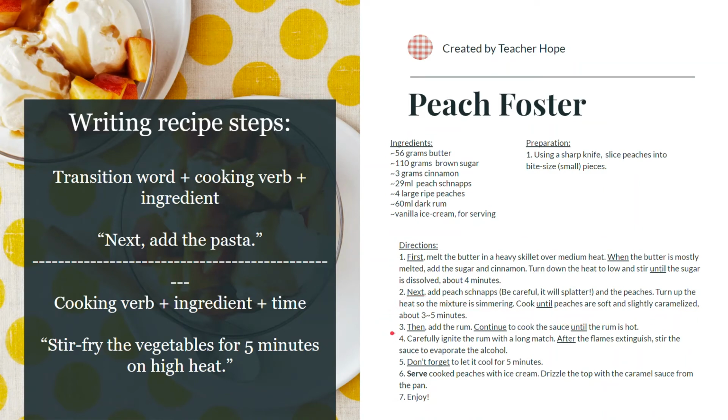Okay, number 3. Then add the rum. Continue to cook the sauce until the rum is hot. Number 4. Carefully ignite the rum with a long match. After the flames extinguish, stir the sauce to evaporate the alcohol. Don't forget to let it cool for 5 minutes.